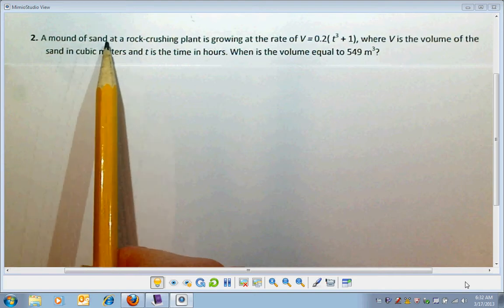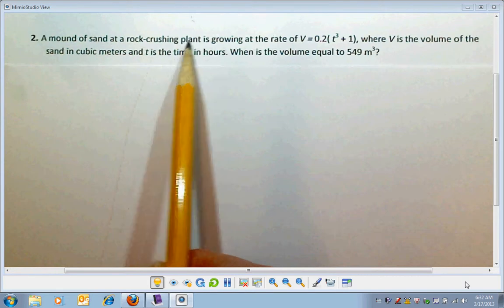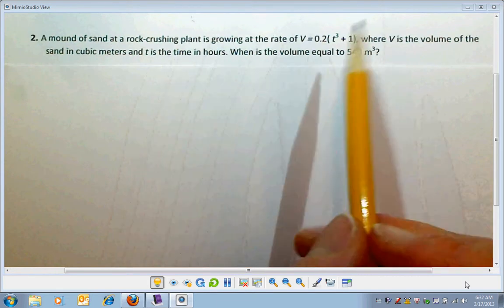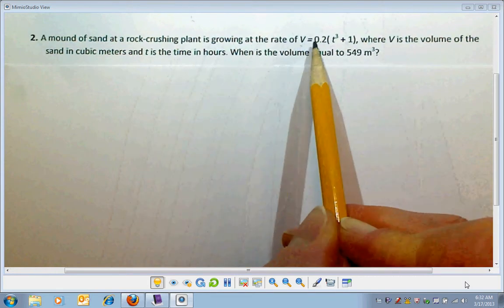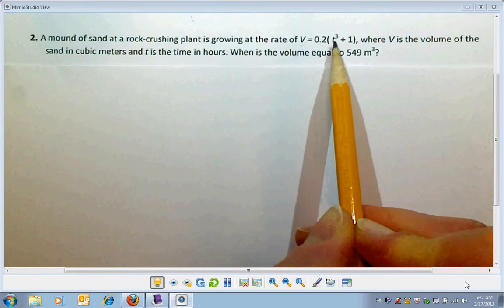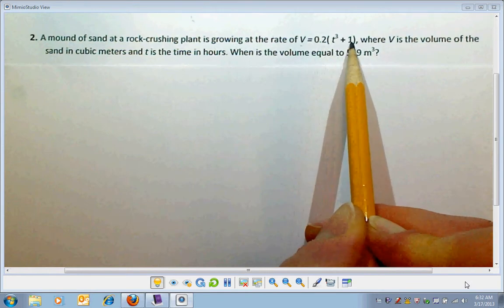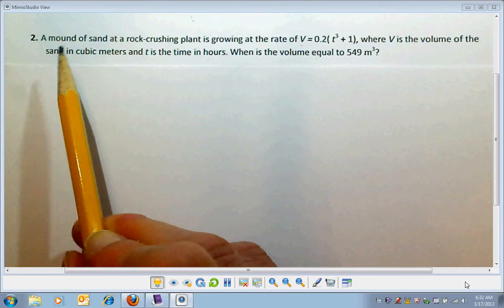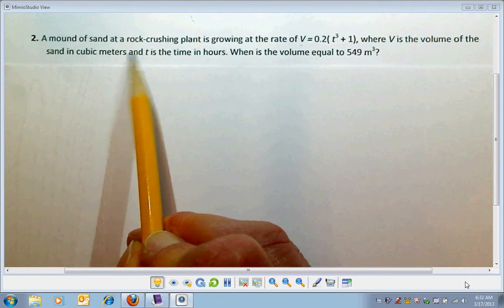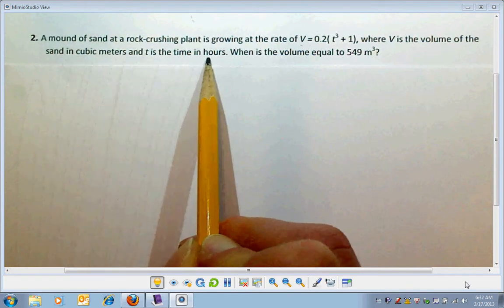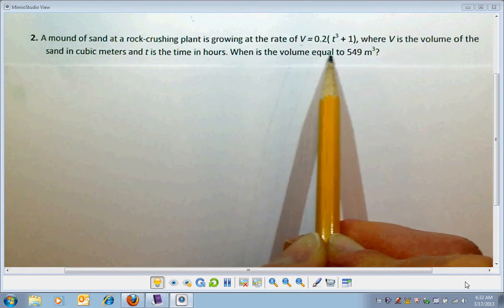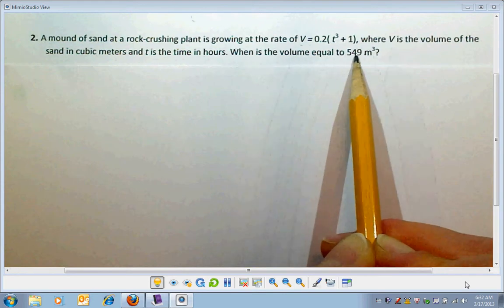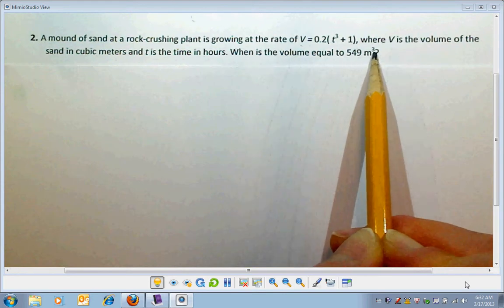A mound of sand at a rock crushing plant is growing at the rate of the volume is equal to 2/10 times the quantity t cubed plus 1, where V is the volume of the sand in cubic meters and t is the time in hours. When is the volume equal to 549 meters cubed?